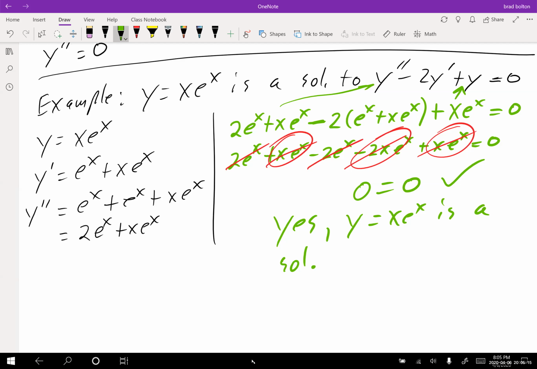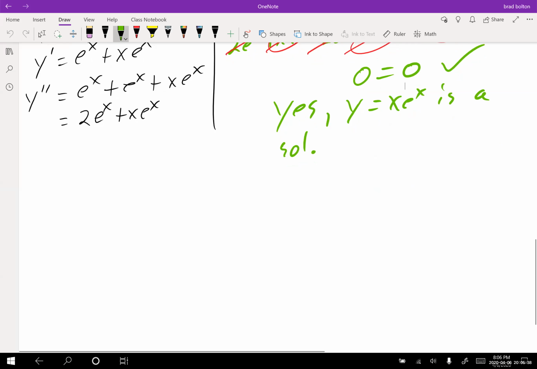Okay, so this is how you can check and verify if something is a solution to a differential equation. In the later sections in 9.3 and 9.5, we're going to actually figure out how to find these solutions. But for now, we're just verifying a little bit to see if they are in fact solutions to the differential equations. Okay, so let's look up here a little bit.